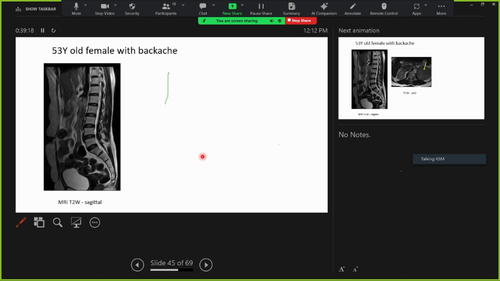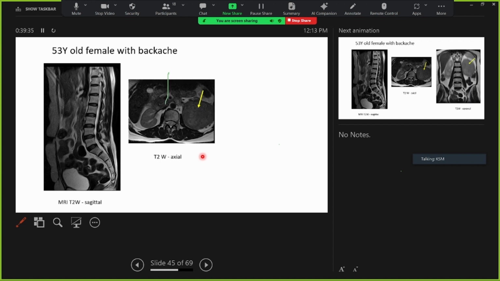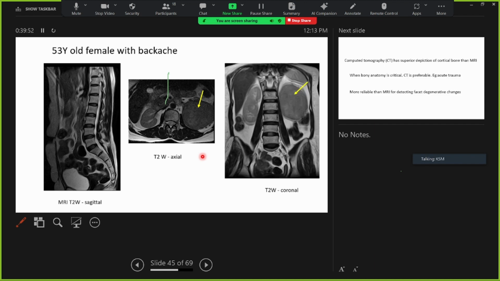About 3 weeks ago a 53-year-old female was referred to me with backache. When I went through the MRI, I couldn't see anything significant causing the backache. The lumbar spine MRI was normal. This is what I found in the axial images: the patient had a large renal mass. That was the cause of the backache, and after that we did a CT, which confirmed a large renal cell carcinoma. This is the coronal.